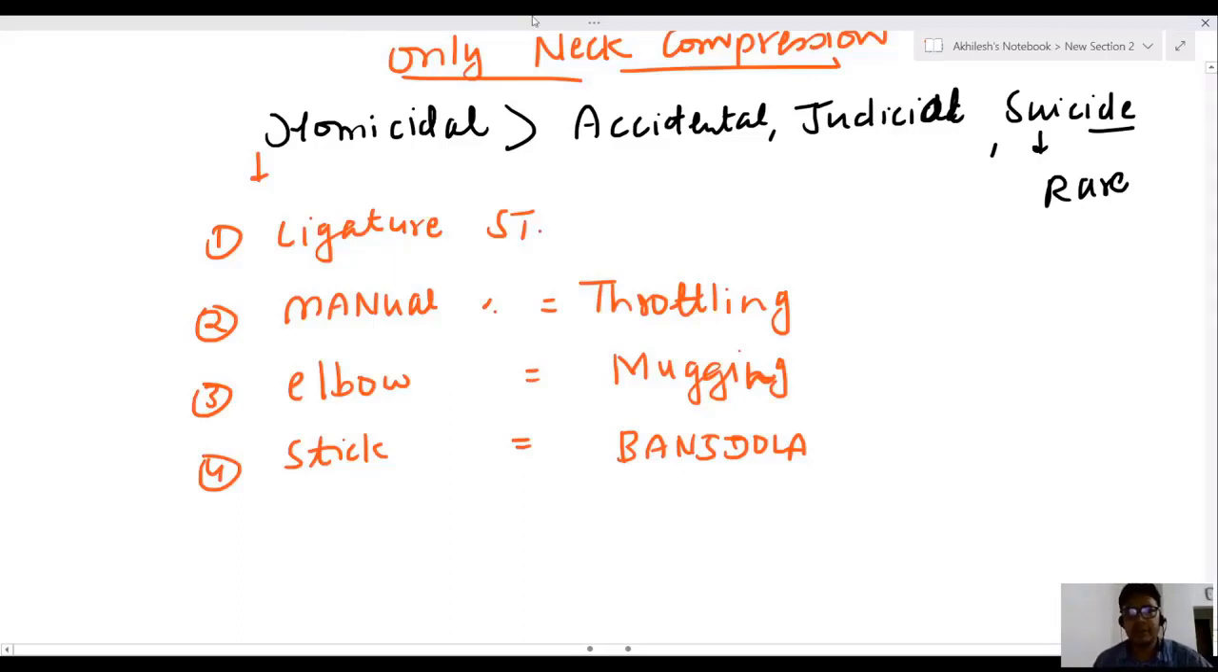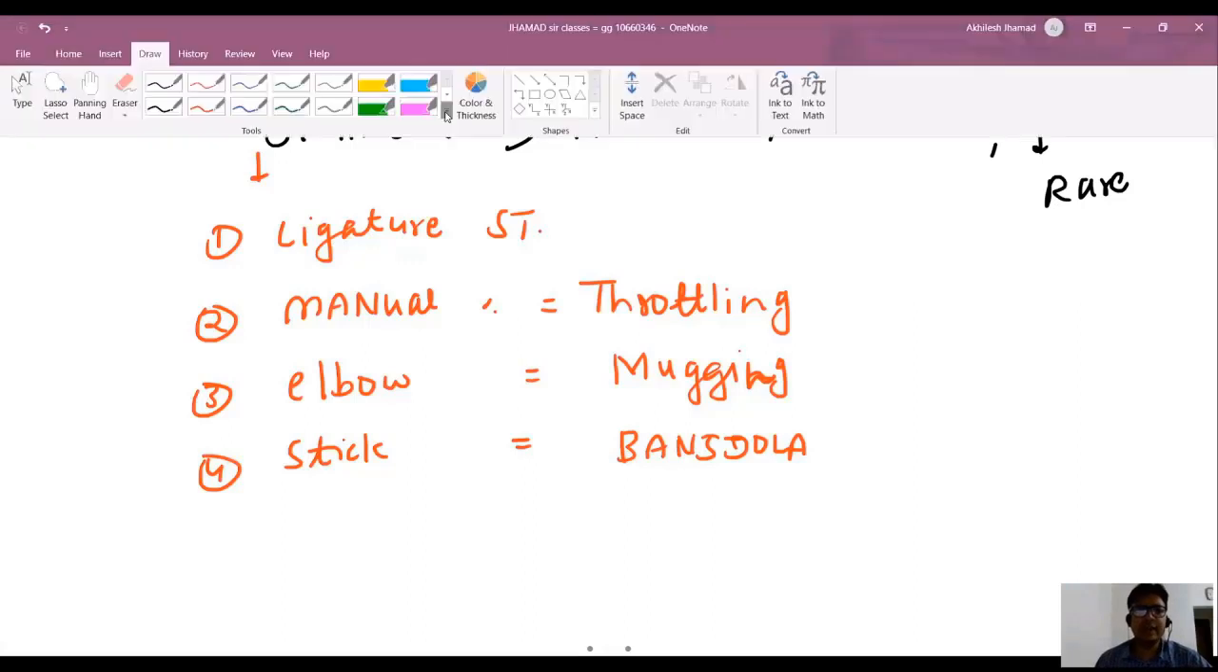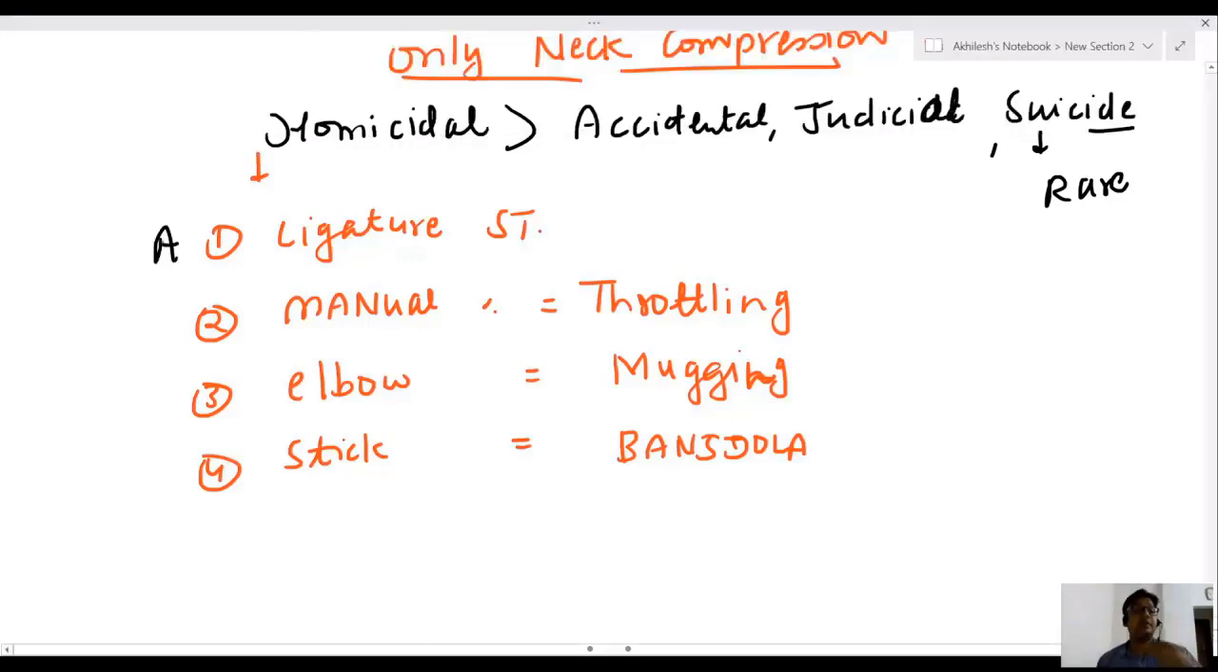Now, Doctor, see. This ligature strangulation can be accidental. Sometimes a female is not killed by someone, but is going somewhere and gets strangled by a dupatta or chunni. That may be accidental. Even mugging can also be accidental. Like I'm a mother, I'm holding my child, and suddenly the child's neck comes in this elbow. This can also be accidental. Even strangulation by stick can also be accidental.